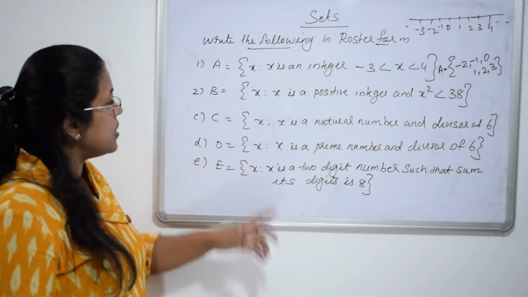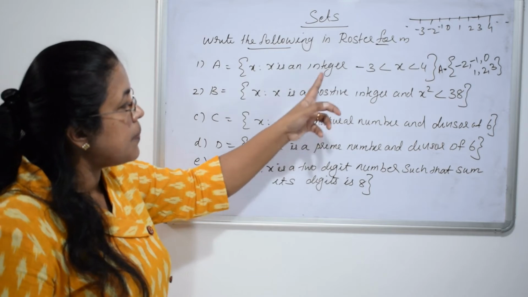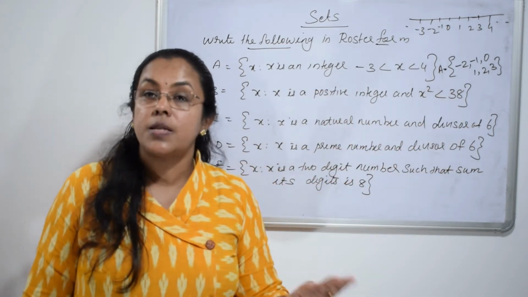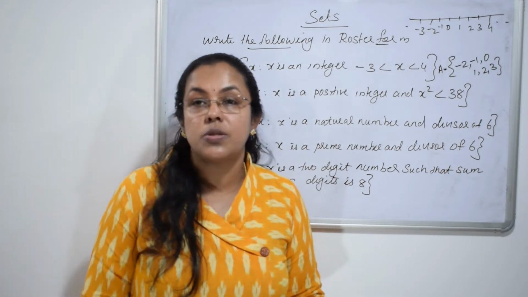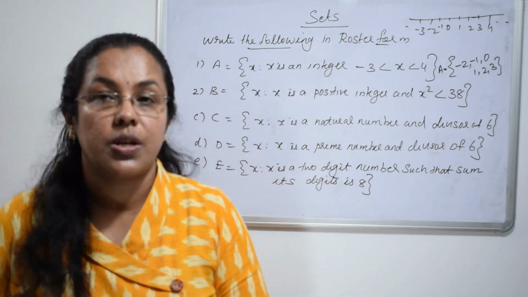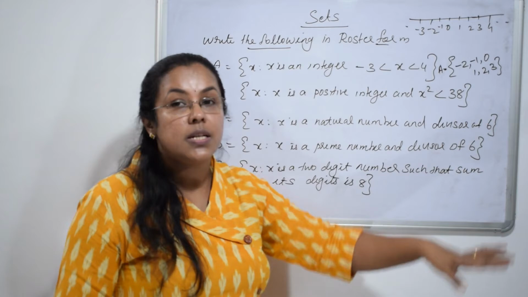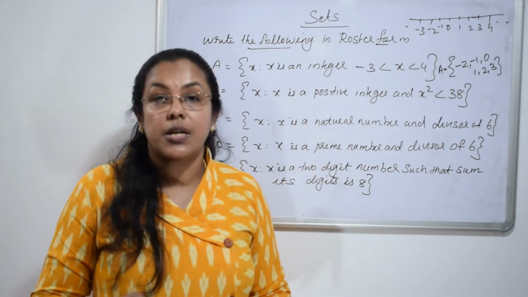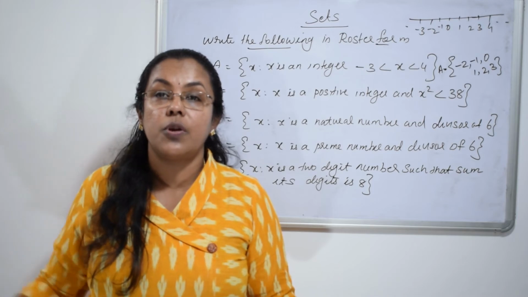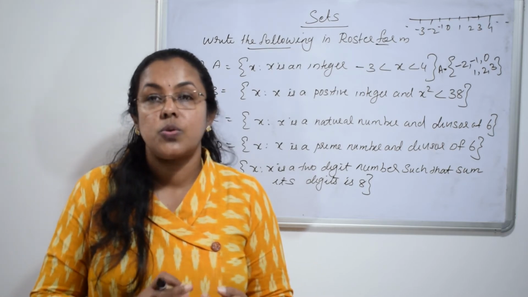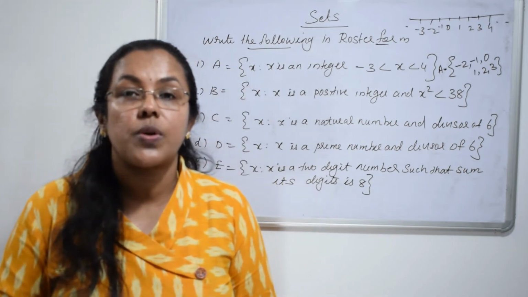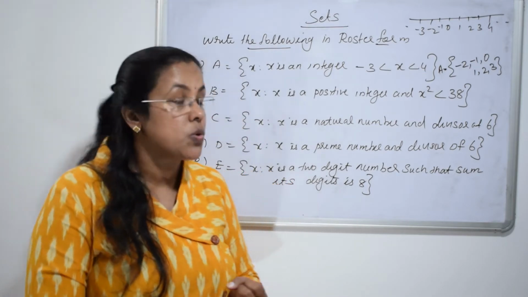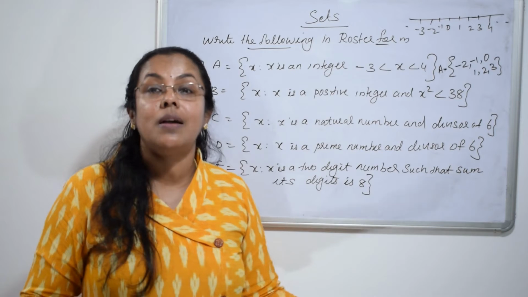Look at the second question. A is equal to x such that x is a positive integer and x square is less than 36. x must be a positive integer. So what are the positive integers? 1, 2, 3, 4, etc. One more condition is there: the square of it must be less than 36. What are the squares of 1, 2, 3, 4, etc.? 1 square is 1, 2 square is 4, 3 square is 9, 4 square is 16, 5 square is 25, 6 square is 36, 7 square is 49.